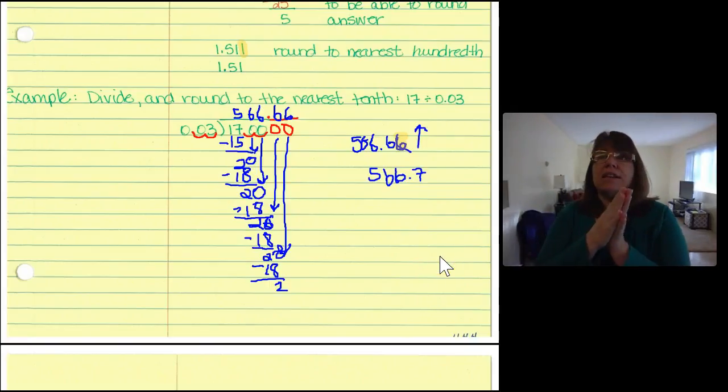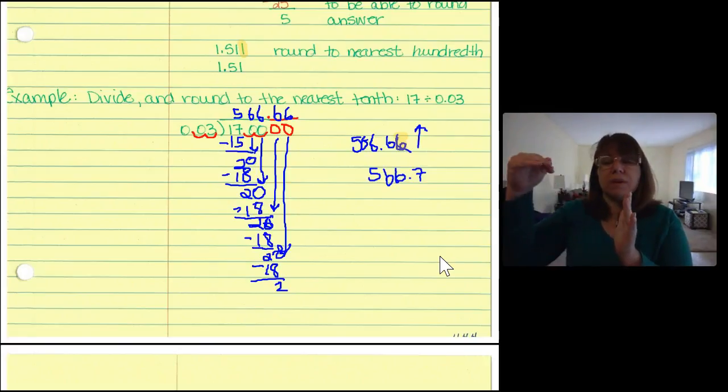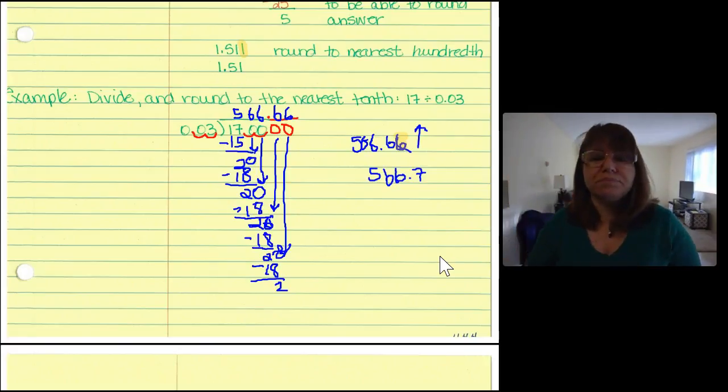So we look at the next position to the right. If it's 5 or greater, we round up. If it's less than 5, we round down. In essence, we truncate.